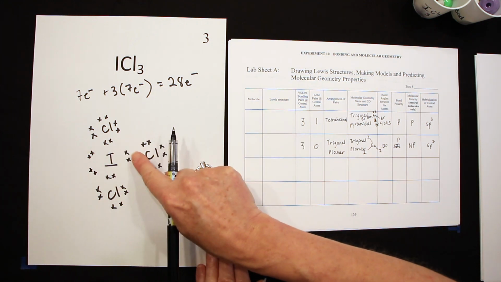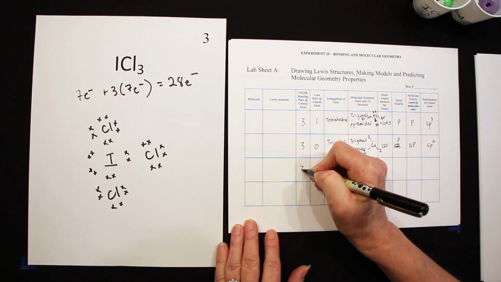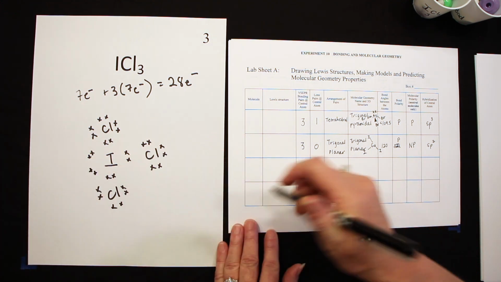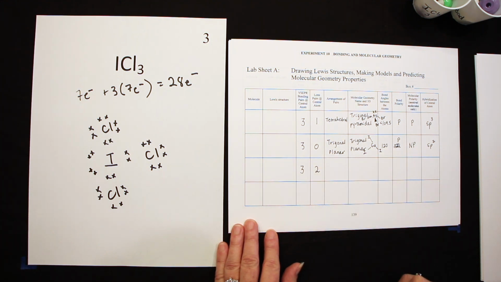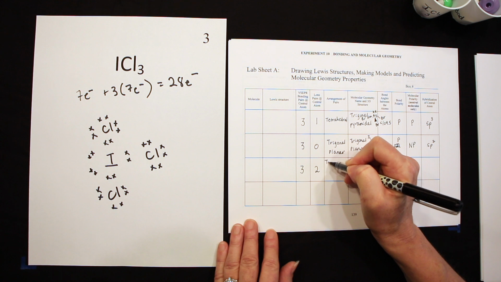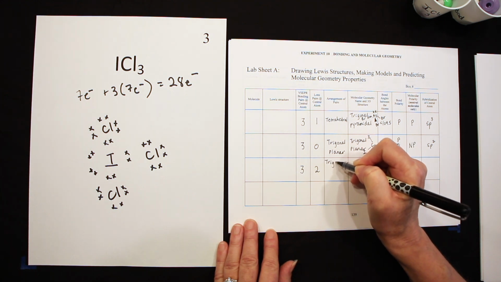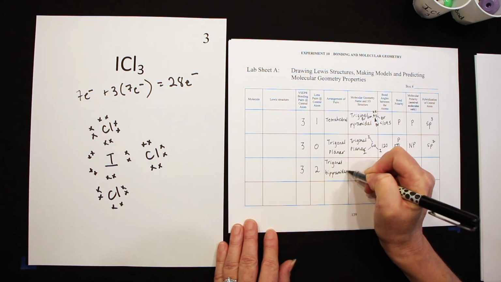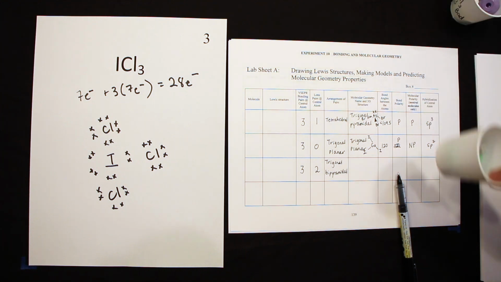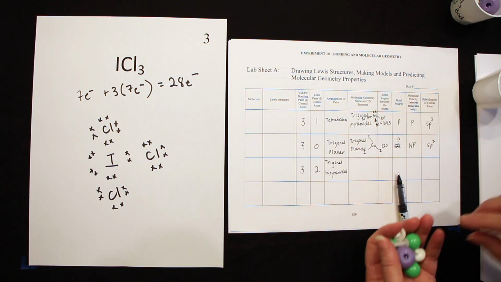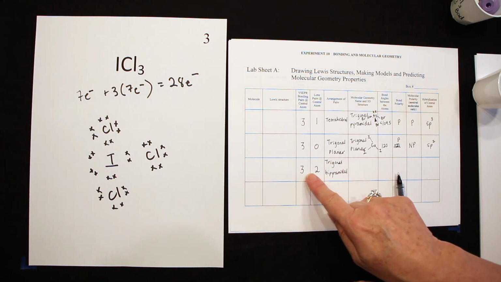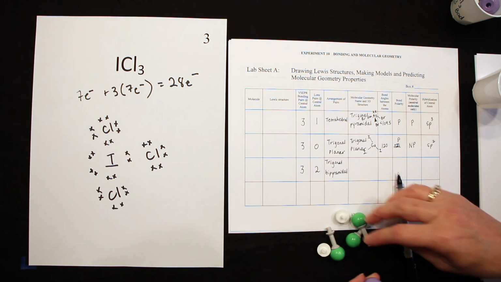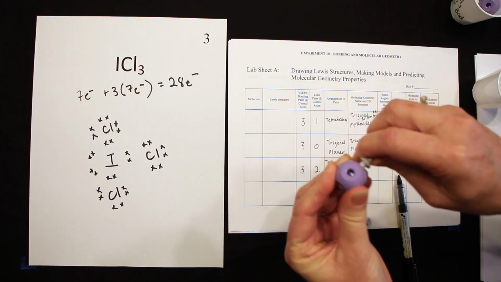We have 1, 2, 3 bonding pairs about the central atom, and 1, 2 lone pairs. The arrangement of pairs is trigonal bipyramidal. So let's build this one. I'm going to pick a 5-hold molecule because I have 5 pairs that I need to put in my molecule.